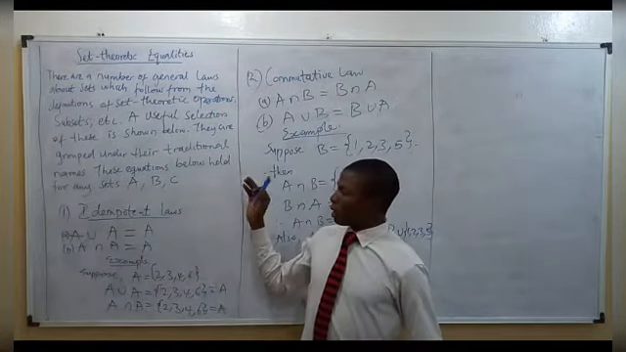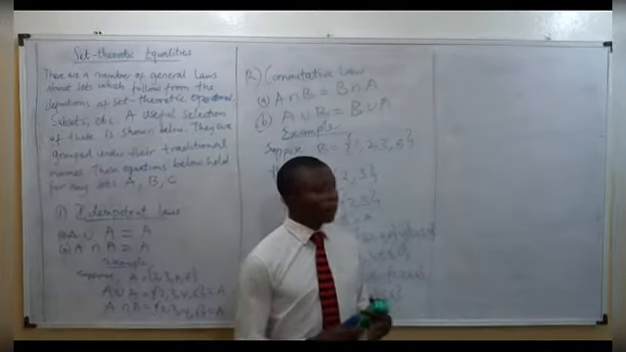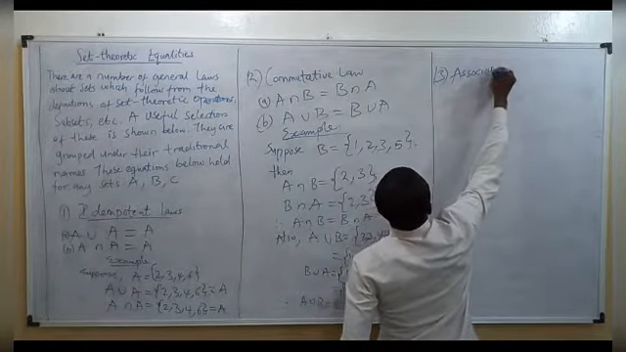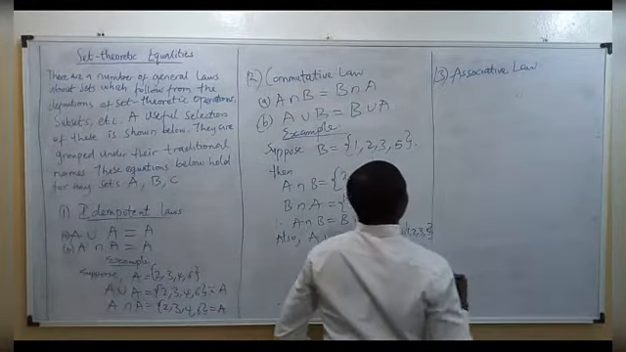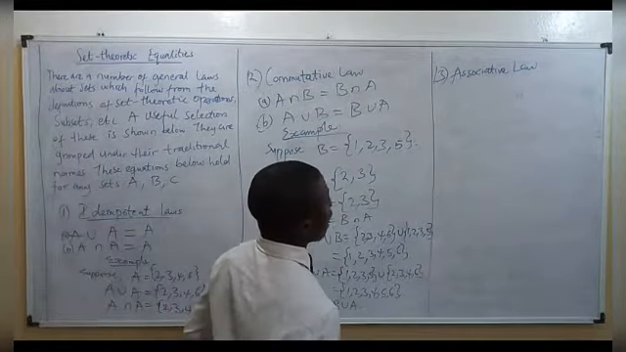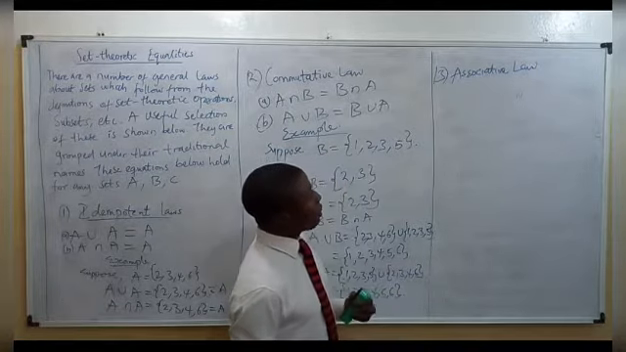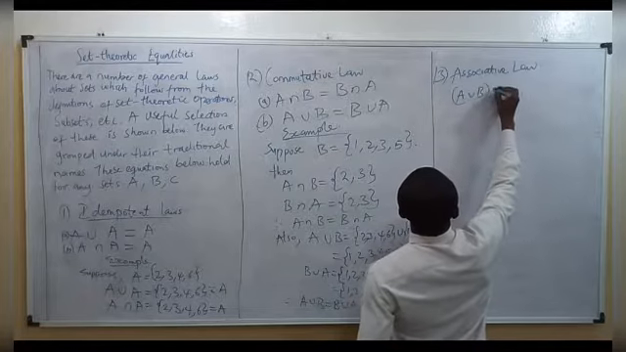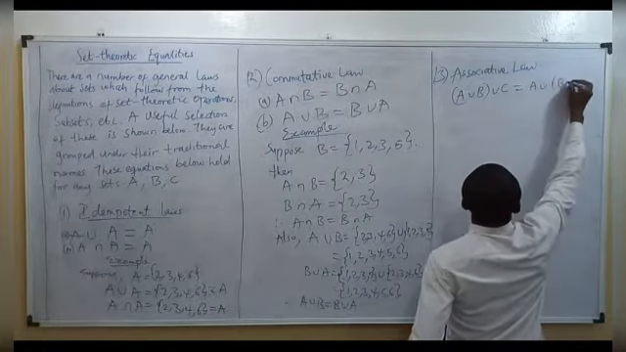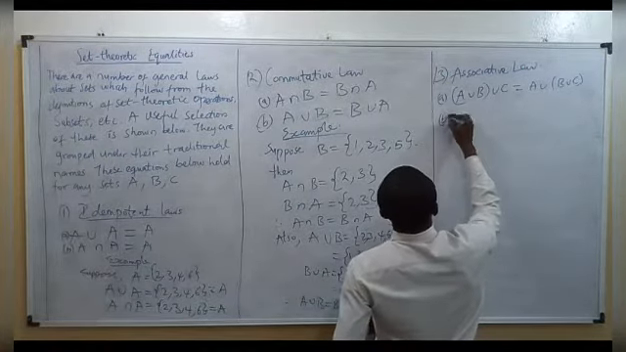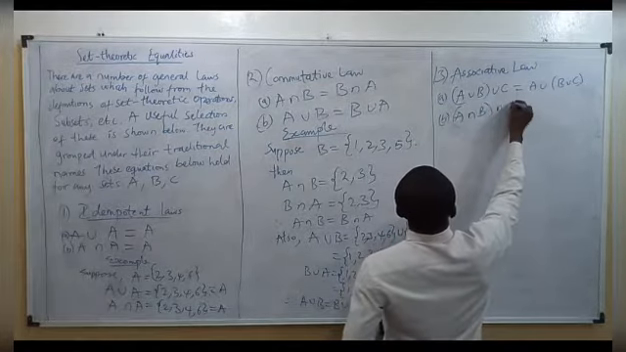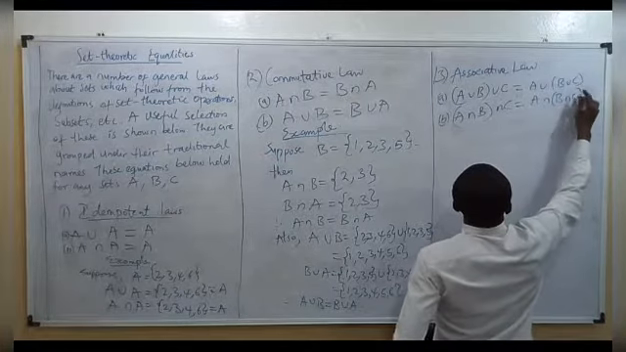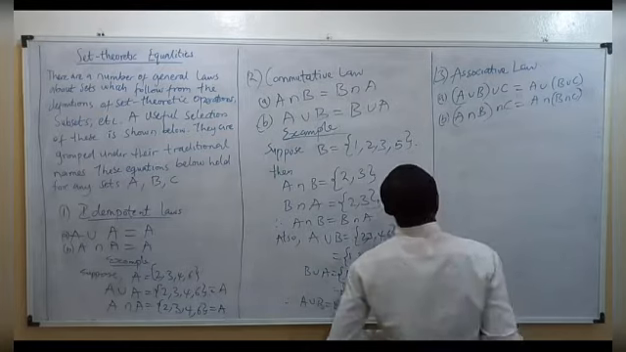We have talked about the idempotent law and the commutative law. Now, the associative law. Suppose we have sets A, B, and C, operating on union and intersection. If we have A union B, bracket, union C, equal to A union, bracket, B union C, the sets are said to be associative. Or you have it this way, A intersection B, intersection C, equal to A intersection, B intersection C. That means this is the associative property that they have.